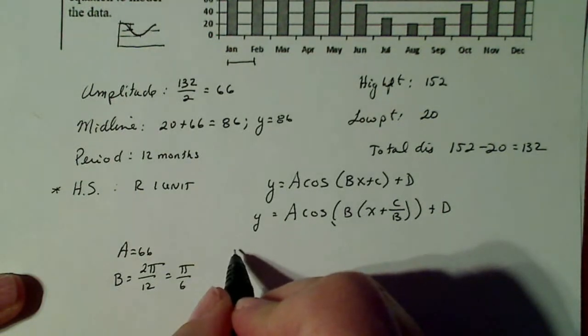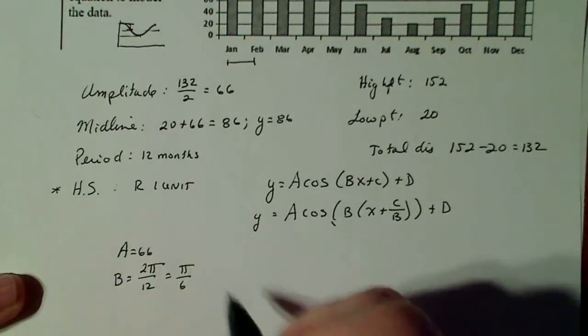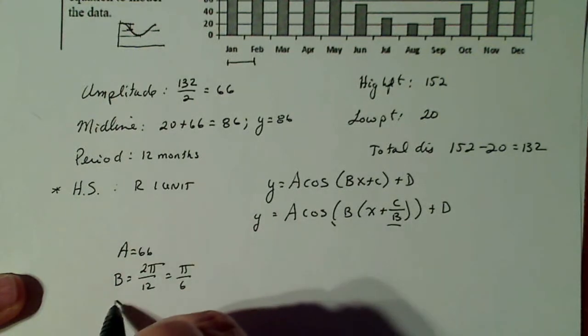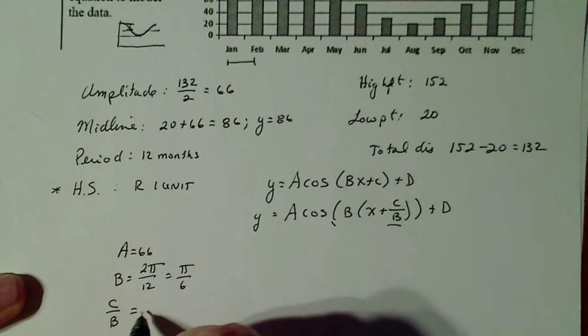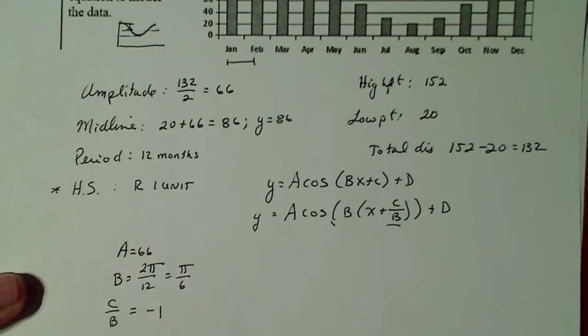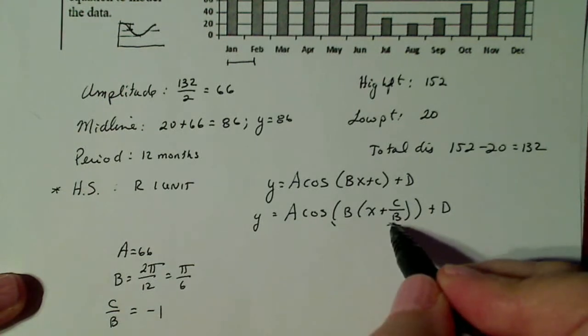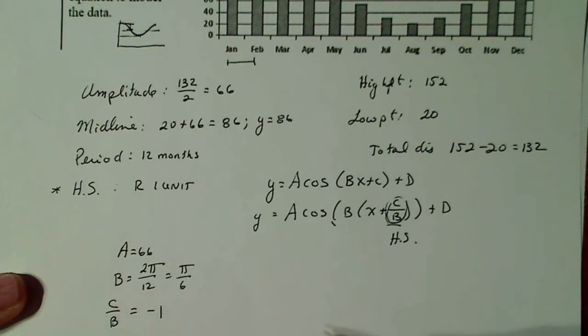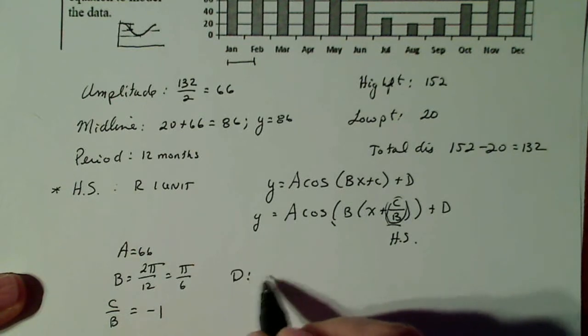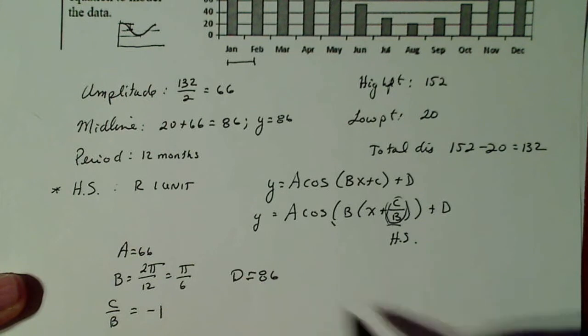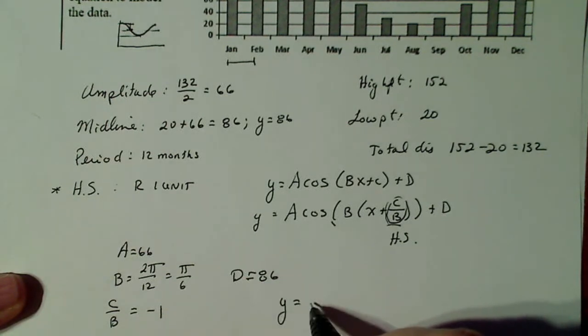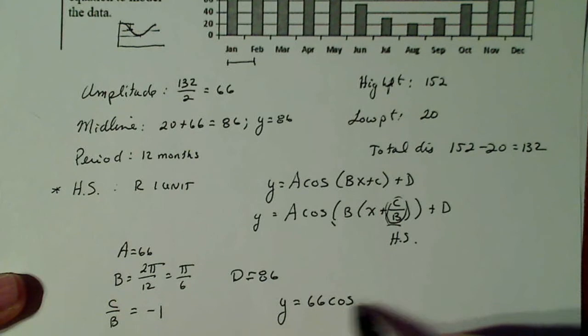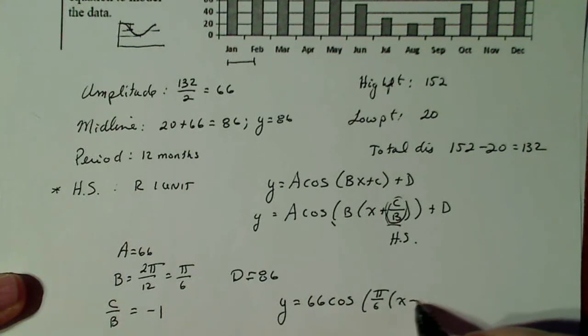C is not 1 unit. C over B is actually 1 unit. So C over B is equal to minus 1. It's minus because I'm going right, and it's C over B because this guy right here is actually my horizontal shift. Then D is going to be where my midline is, so D is going to equal 86. So then my function turns out to be 66 cosine of pi over 6 times the quantity x minus 1, plus 86.